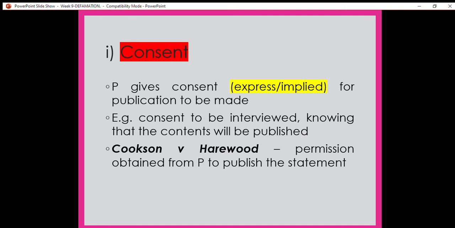Okay, for example, let's say an actress wants to gain popularity, and she asks the media to publish a defamatory story about her. Or this is also known as a gossip. So the actress here already gave her consent to the media, and later she cannot say that the media has defamed her. An example of a case is Cookson against Harewood. In this case, the permission obtained from the plaintiff to publish the statements is known as consent. So it will be a defense to the defendant.